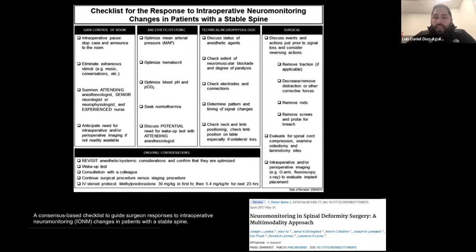evaluating positioning, and then finally moving on to the surgical options, which include the removal of traction, the removal of distraction or other corrective forces which may have just been placed, the removal of rods, screws, and evaluating for a breach using a pedicle finder or a ball tip probe, evaluating for compression, and then the use of an intraoperative imaging modality, such as an O-arm or C-arm, to see whether a placement of an implant or screw may have been malpositioned.